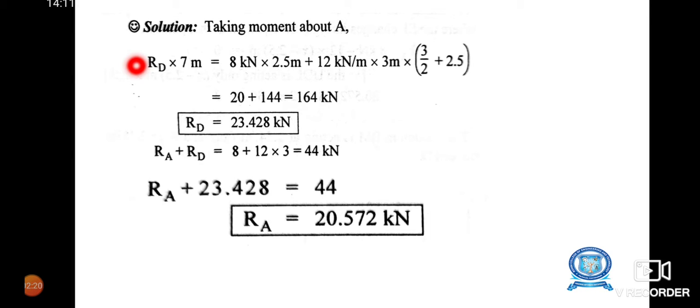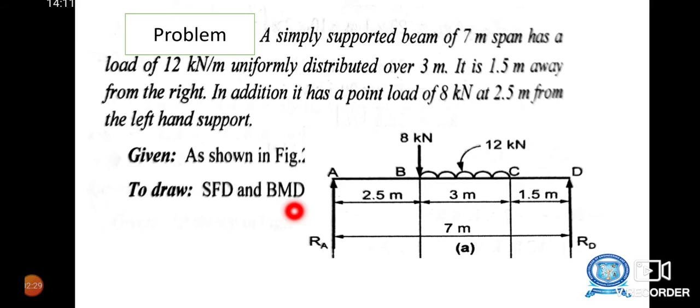First of all, for the simply supported beam, we take moments about A. You can see in the diagram there are two reaction forces, one is RA and another one is RD. So taking moment about point A.